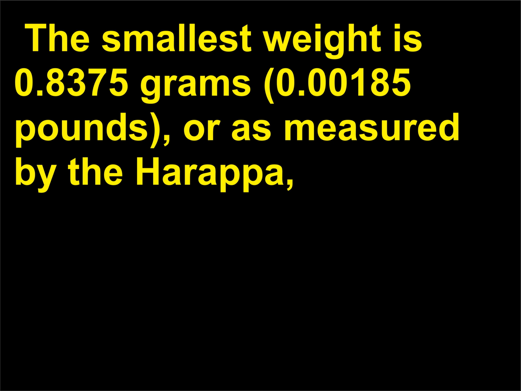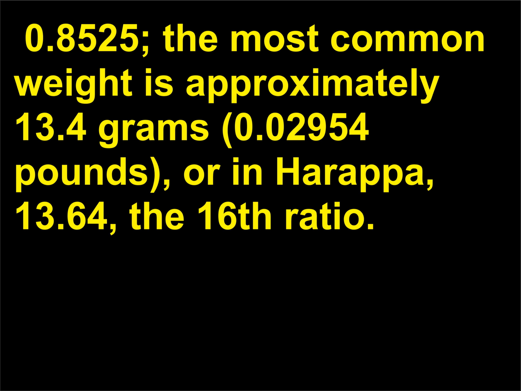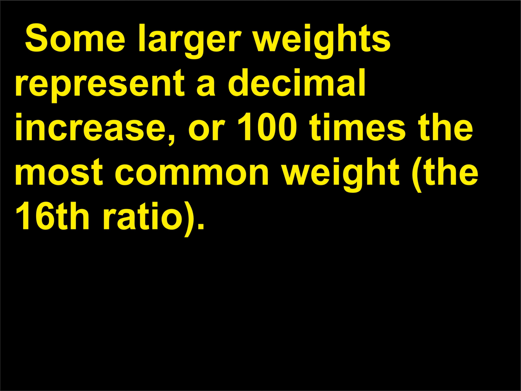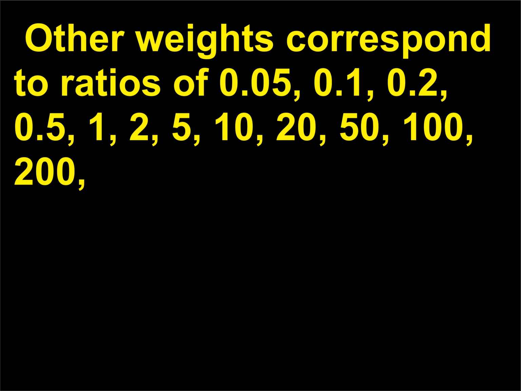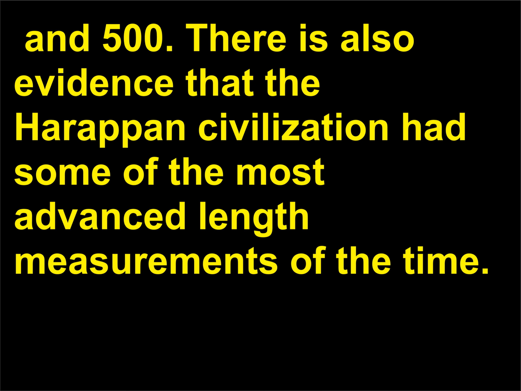The smallest weight is 0.8375 grams, 0.00185 pounds, or as measured by the Harappa, 0.8525. The most common weight is approximately 13.4 grams, 0.02954 pounds, or in Harappa, 13.64, the 16th ratio. Some larger weights represent a decimal increase, or 100 times the most common weight, the 16th ratio. Other weights correspond to ratios of 0.05, 0.1, 0.2, 0.5, 1, 2, 5, 10, 20, 50, 100, 200, and 500.